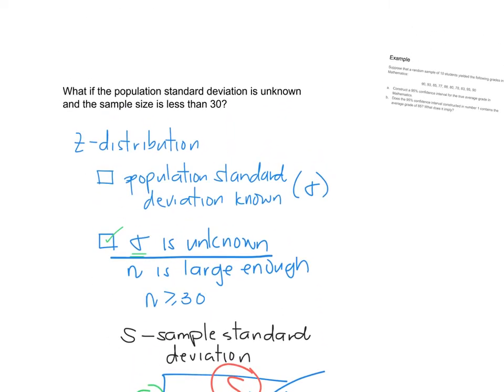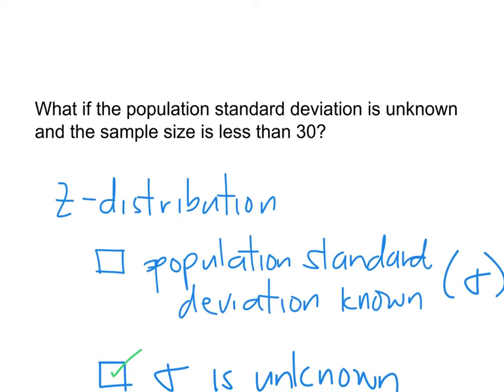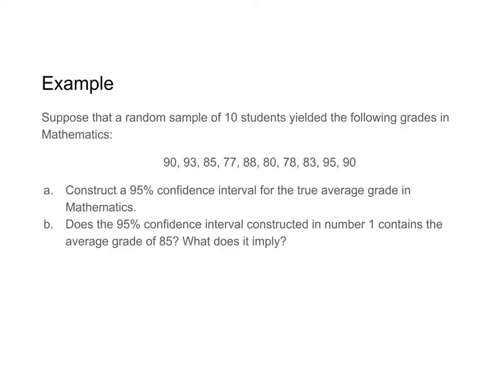Now in this video, we have a different scenario. Sigma, the population standard deviation, is unknown, and at the same time the sample size is no longer greater than or equal to 30, so it's less than 30. For example, we have this data taken from 10 students, and these are the scores of the students in a particular mathematics course. These are the grades of the students. As we can see, we only have 10 values, and that is less than 30.